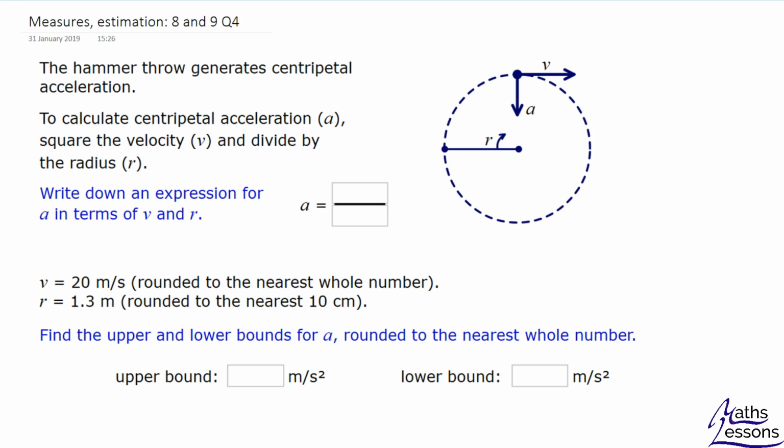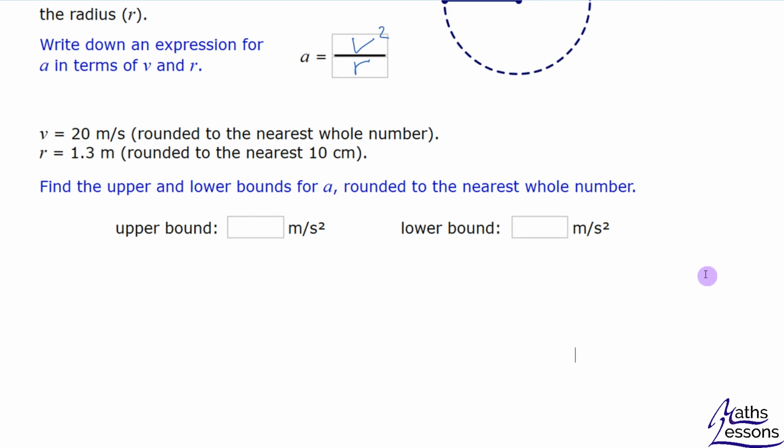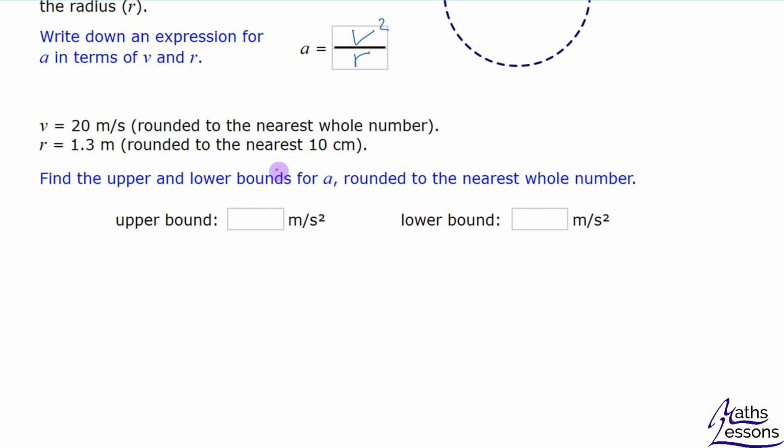Okay, so let's have a look. To calculate the centripetal acceleration a, we square the velocity and we divide by the radius r. That's v squared over r. And what we want to do is find the upper and lower bounds for a rounded to the nearest whole number. So let's start off with a max. And that's going to be equal to v max squared over r min. We're going to use the lower bound of r.